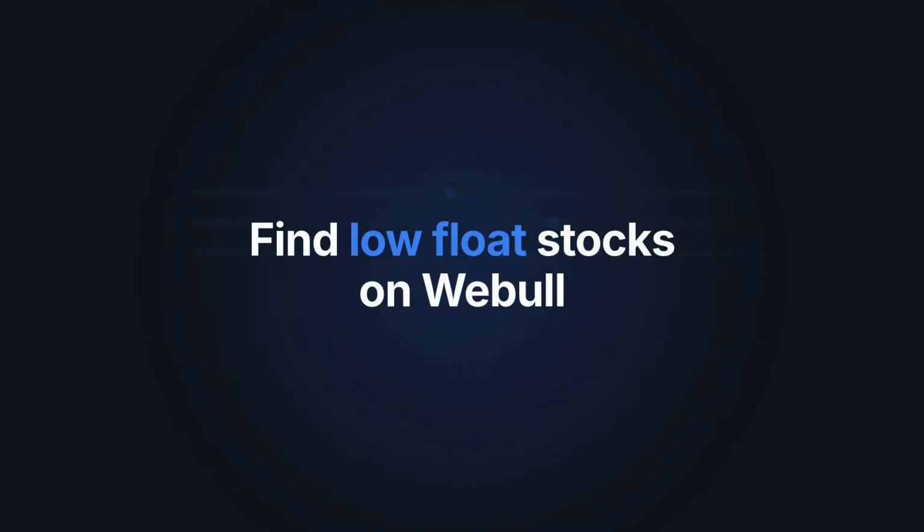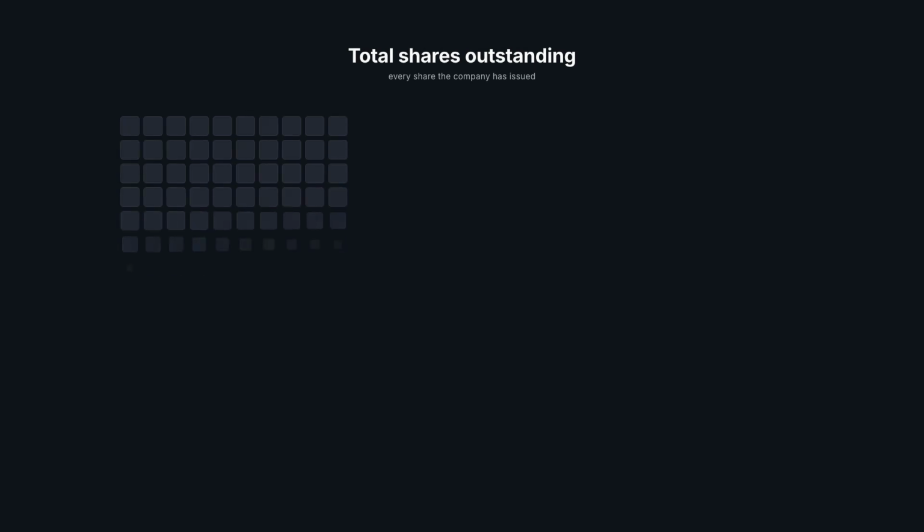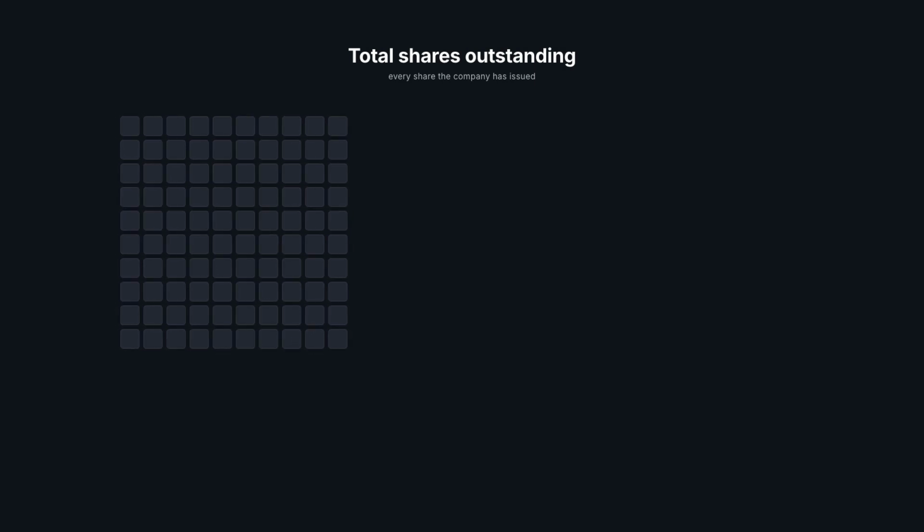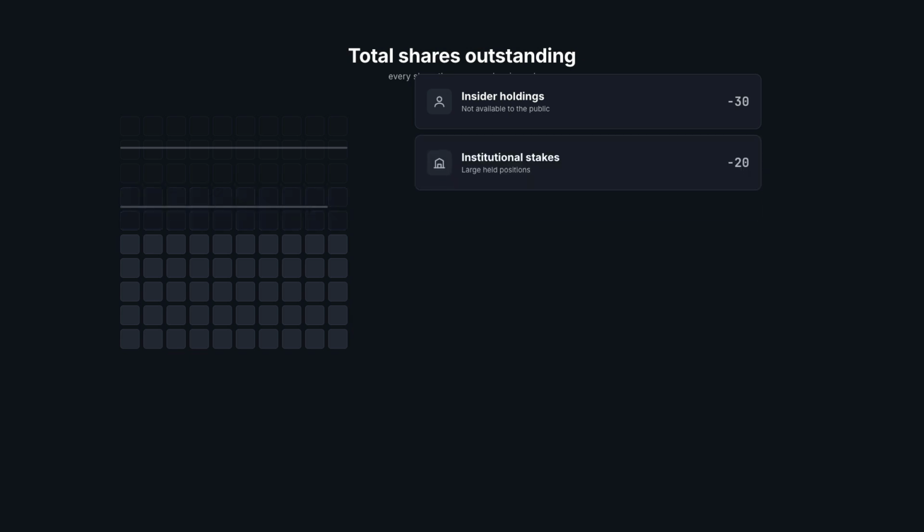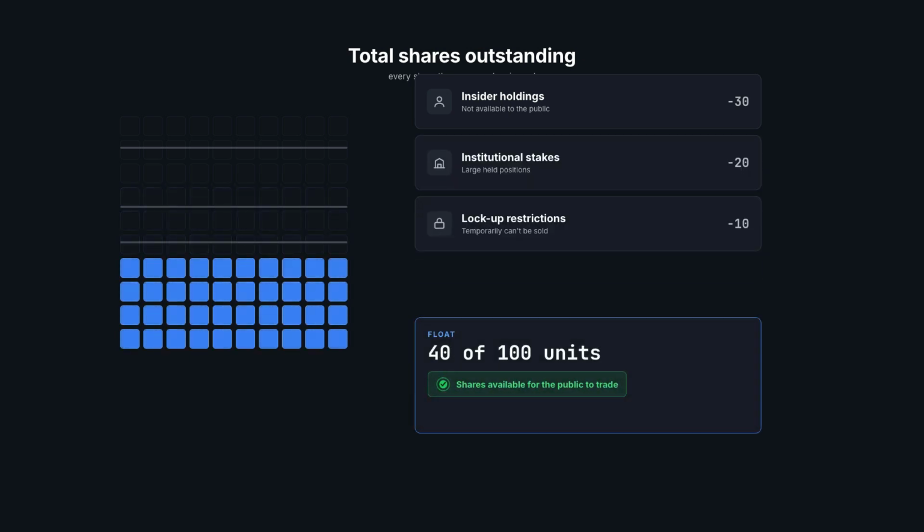In today's video, I'm going to teach you how to find low float stocks on Webull. Quick definition before we start. A stock's float is the actual number of shares available for the public to trade, which is different from its total shares outstanding, since insider holdings, institutional stakes, and any lockup restrictions don't count toward it.